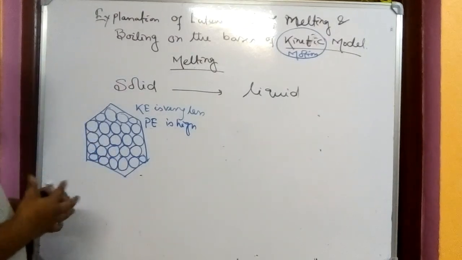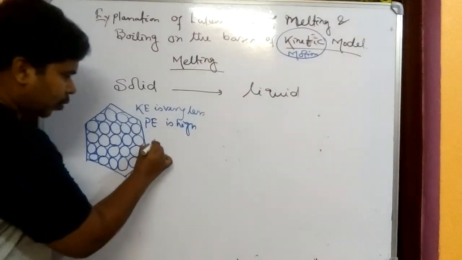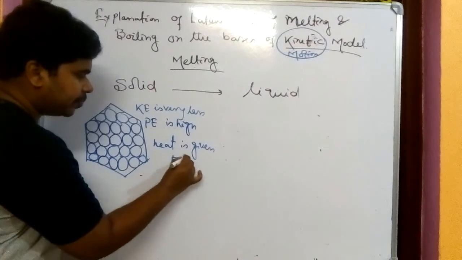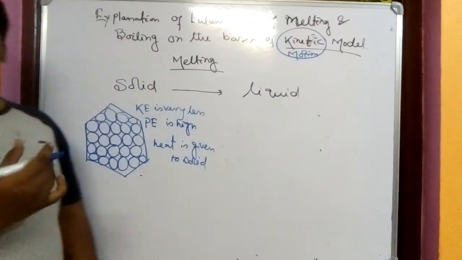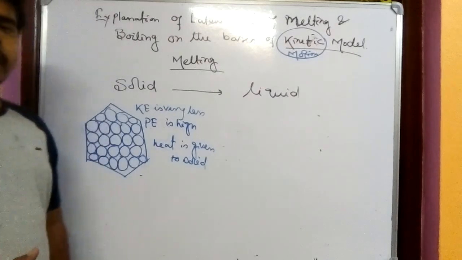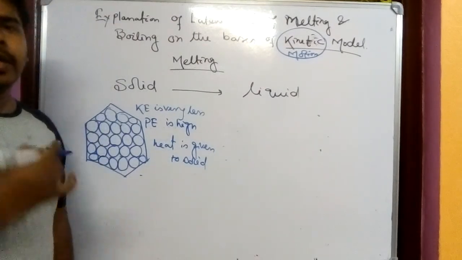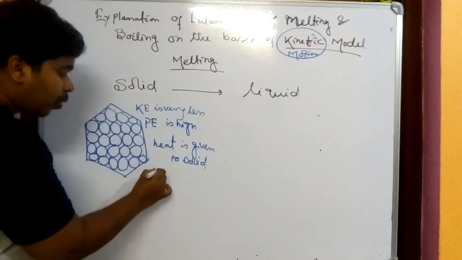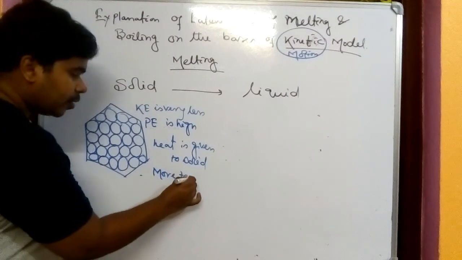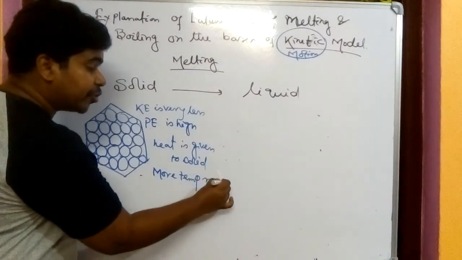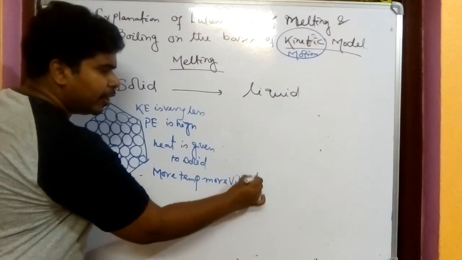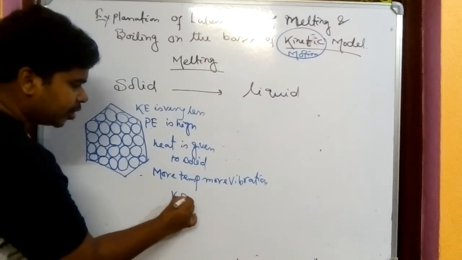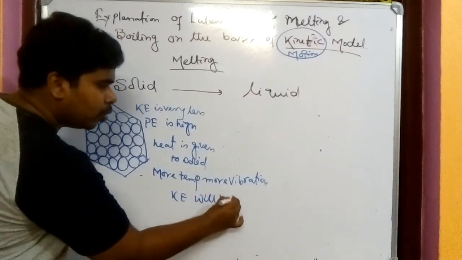Now, what are you doing? You have given heat energy. So heat is given to the solid. What will happen if I have given heat energy to a solid? Definitely the temperature will increase. As we have given heat energy, the temperature will be increased. So more temperature, more vibration, right? If you have given more temperature, they will vibrate more, so kinetic energy will be more.